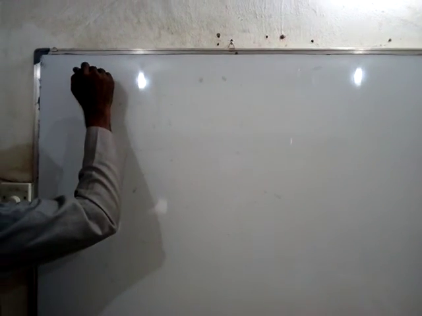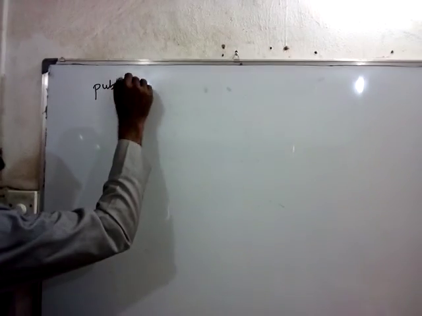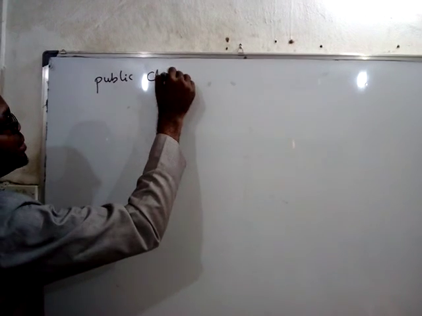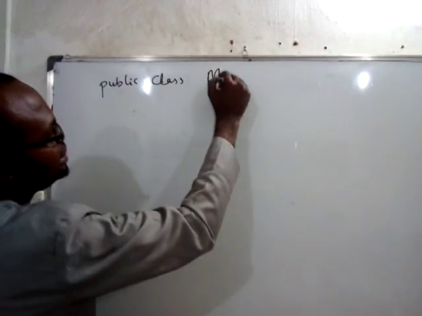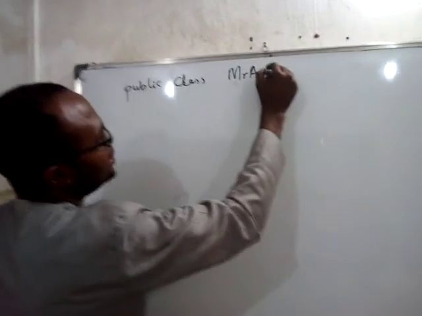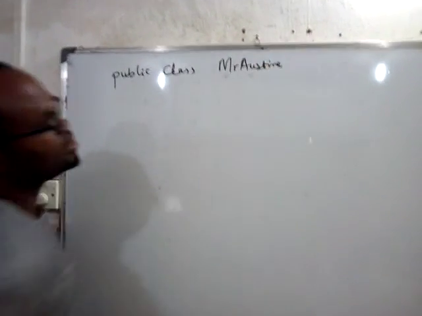We say public class. What is the name? Mr. Austin. That's the name of the class. You understand? The object is Mr. Austin. So I'm going to enclose everything in two curly brackets, opening and closing curly bracket.